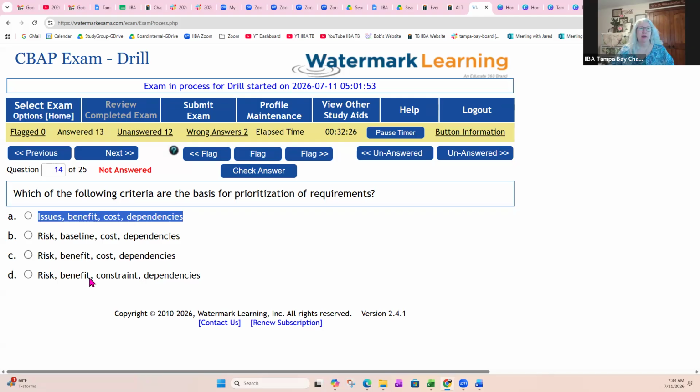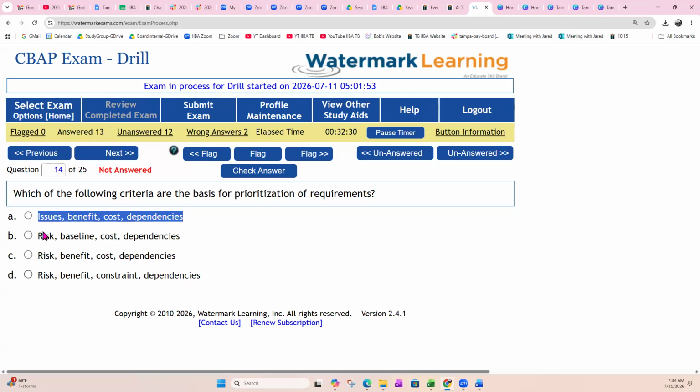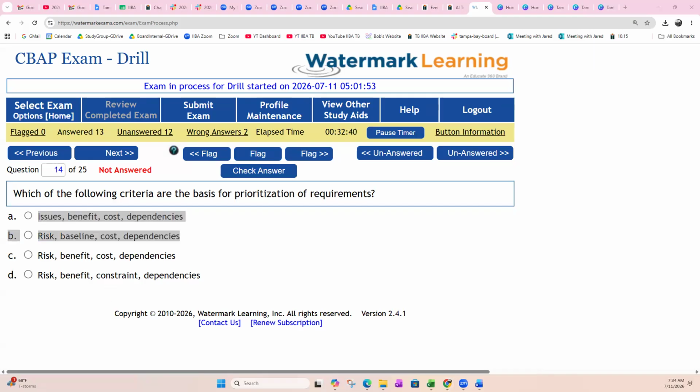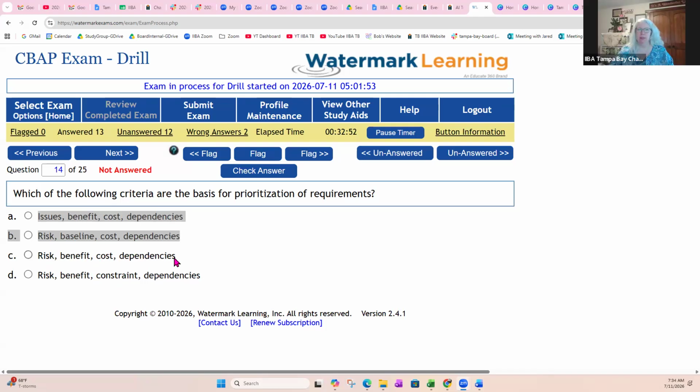Is it baseline or benefit? I will go with benefit. Benefit, okay, yeah, so we're going to eliminate B also. Is it cost or constraint? Constraint is already in the risk. Yeah, cost. Agree with you. Okay, so risk, benefit, cost, dependencies. Amarachi, can you get behind that one?